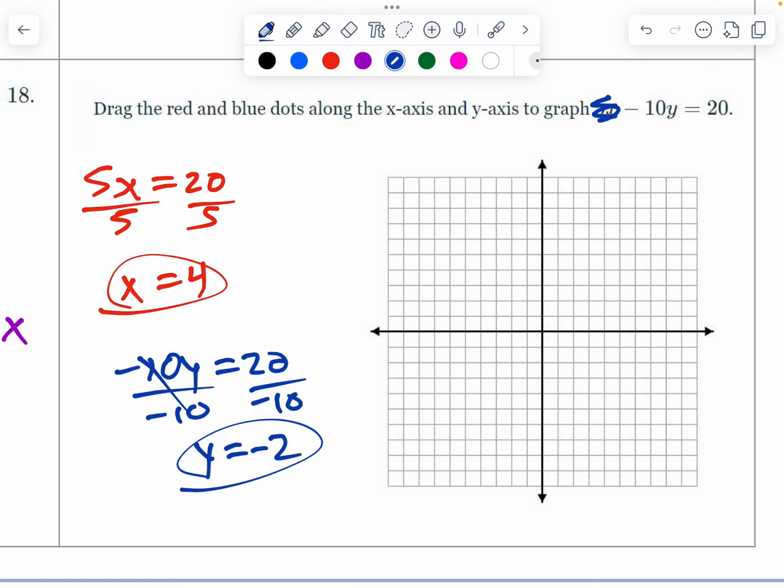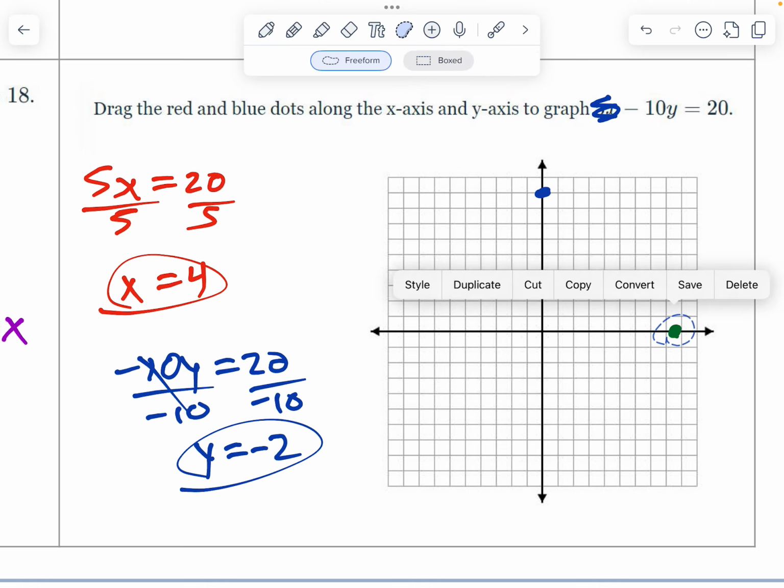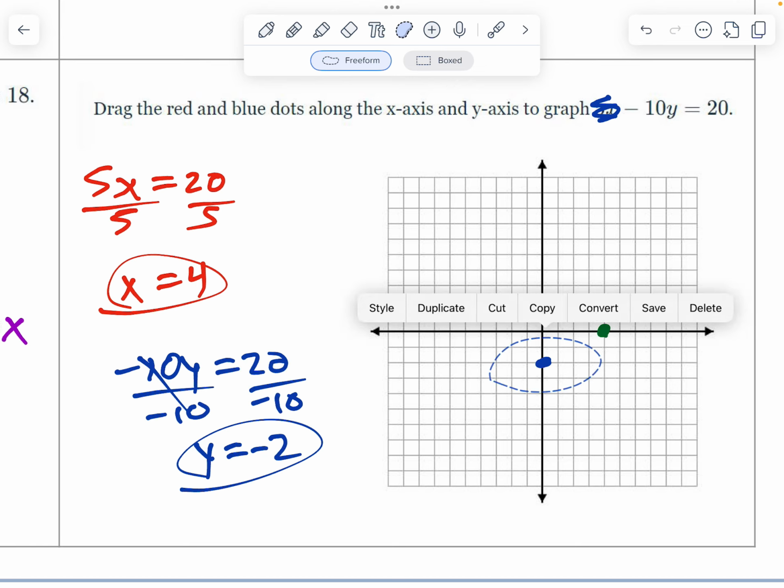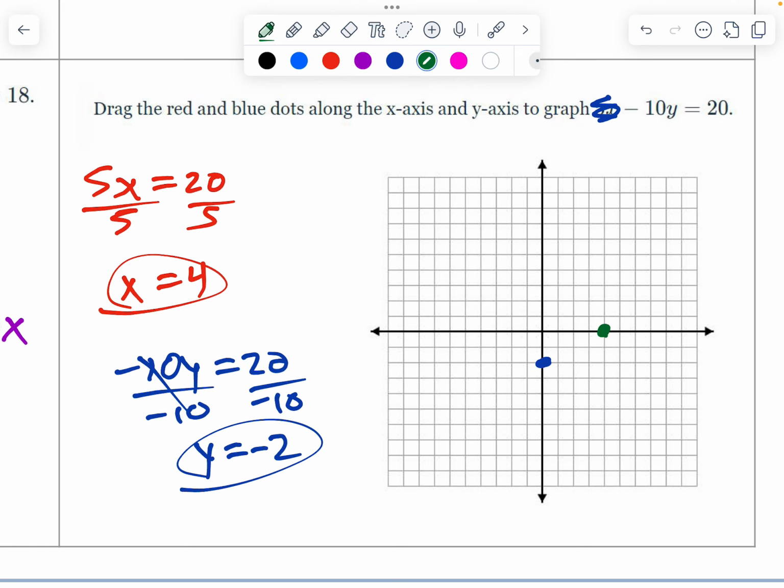look at the graph, what you're going to end up doing is dragging these where they belong. So like this one, x is 4, so I'm going to drag that to 4. And then same thing here, we have to drag that to negative 2. So that's down here. And then on the online thing, it'll make your line for you. But on this, we'll just draw a line.